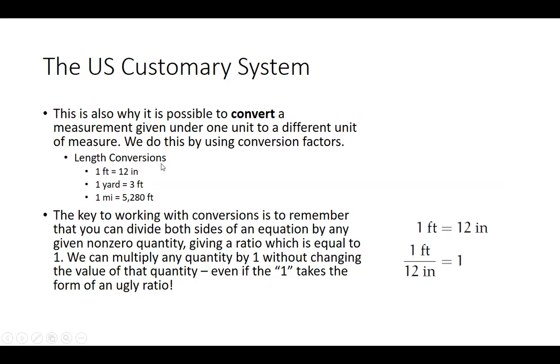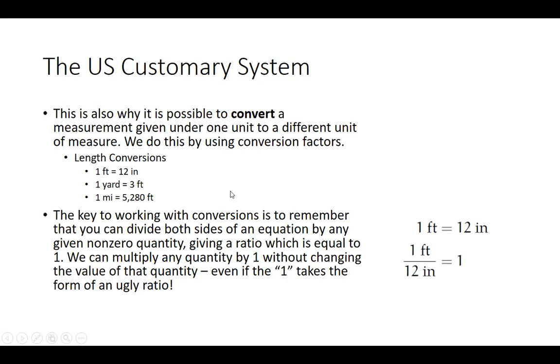Length conversions in the US customary system that you should know are 1 foot equals 12 inches, 1 yard equals 3 feet, and 1 mile equals 5,280 feet.